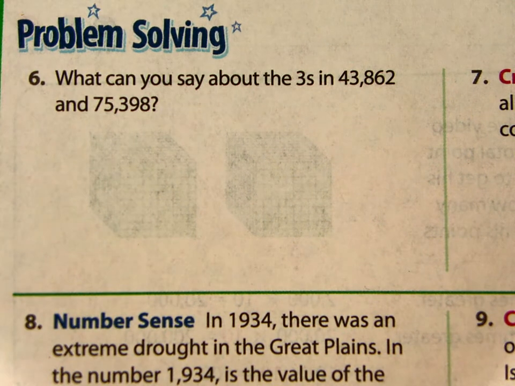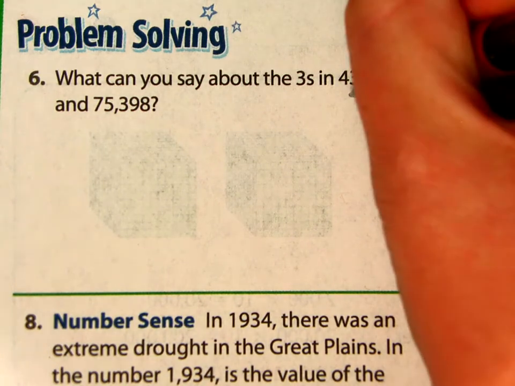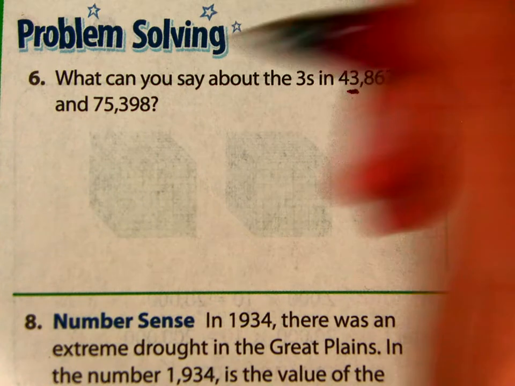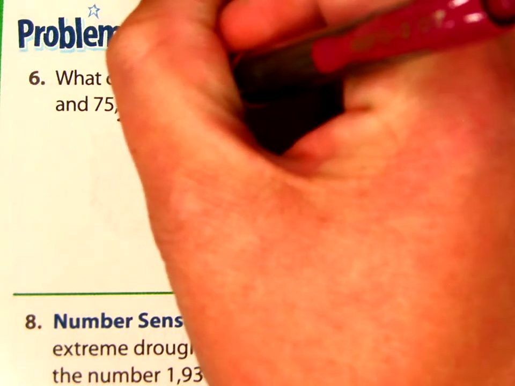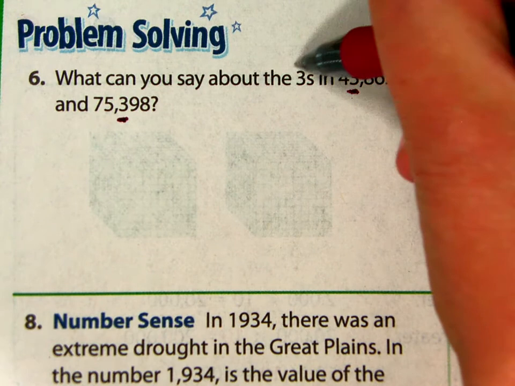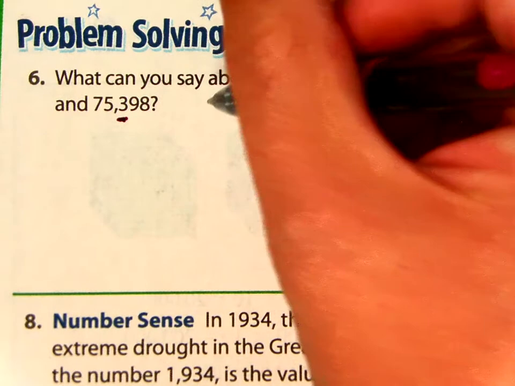So let's first look at question number 6. So the question is, what can you say about the threes in 43,862 and 75,398? So what I tell students to do, you notice that I just underlined the digit we're looking at, the threes. What I tell students to do is just write these one on top of the other.